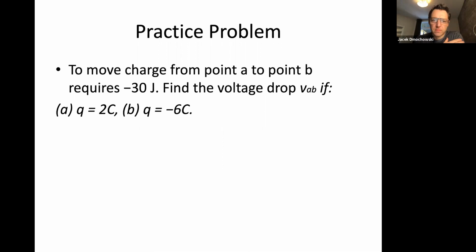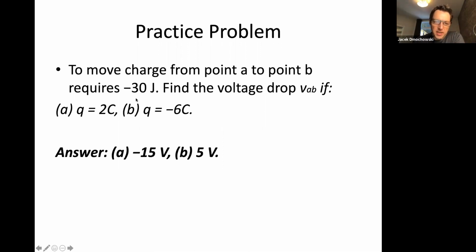Wouldn't it be just negative 30 divided by 2? Exactly, right? So it'll be negative 15 volts for part A, and it'll be 5 volts for part B. Thank you for that.